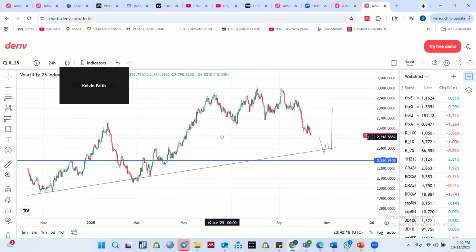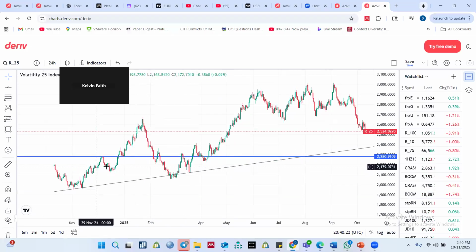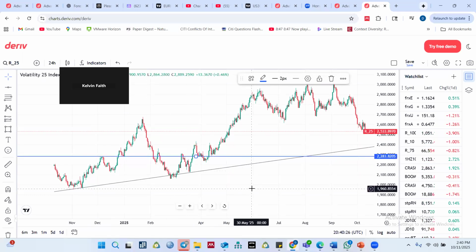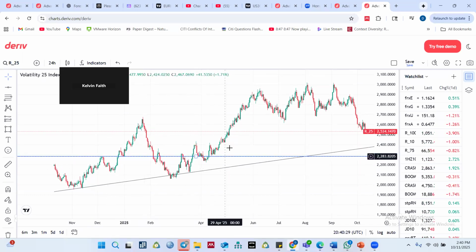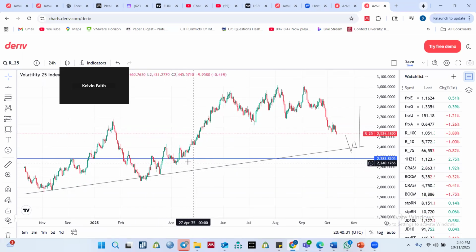So these days, I don't struggle to even draw the precision support. The moment I look at the chart, I just see it. I just see one. Okay. So this point is very, very important.